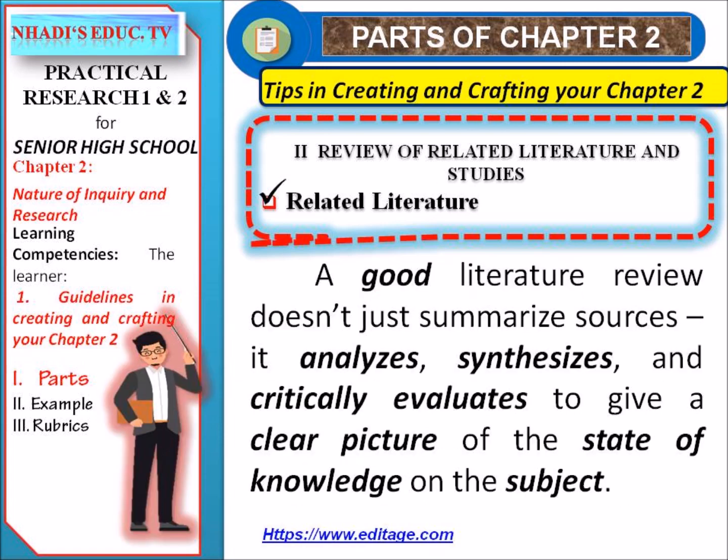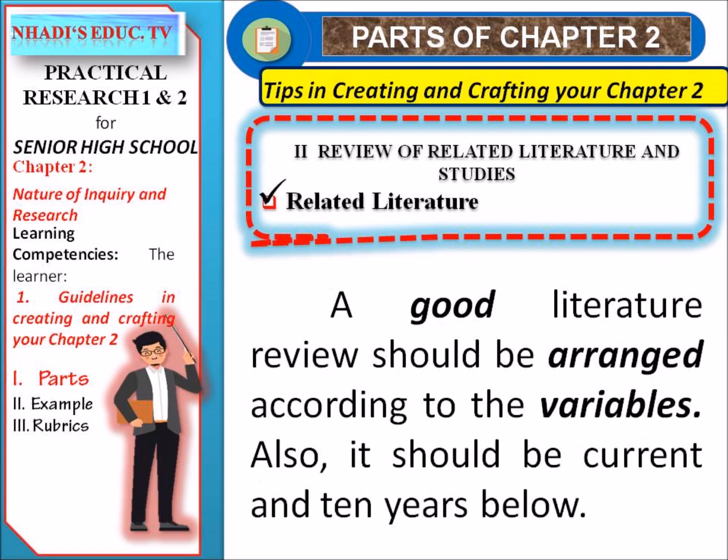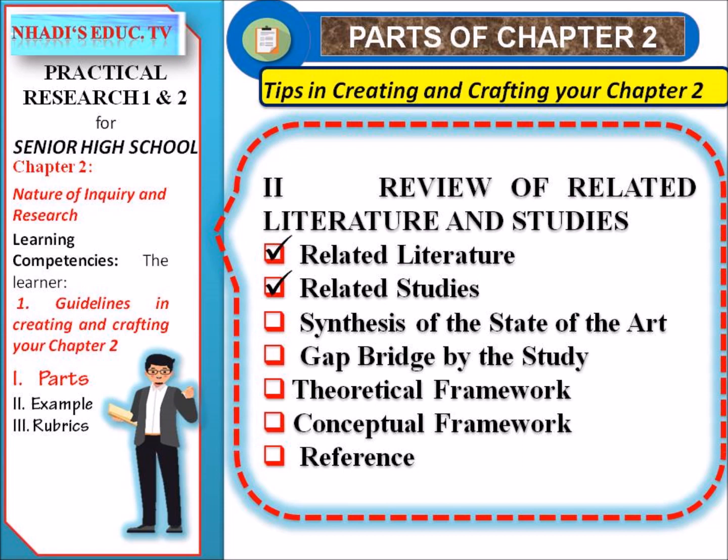A good literature review doesn't just summarize sources. It analyzes, synthesizes, and critically evaluates to give a clear picture of the state of knowledge on the subject. We should remember that a good literature review should be arranged according to the variables. Also, it should be current and 10 years below. We are still in parts of Chapter 2, tips in creating and crafting your Chapter 2, the review of related literature and studies. Moving on to the next, related studies.